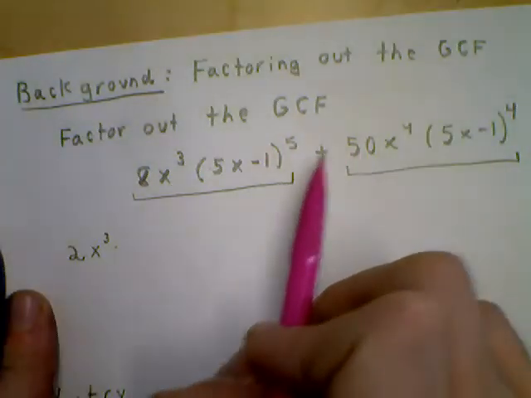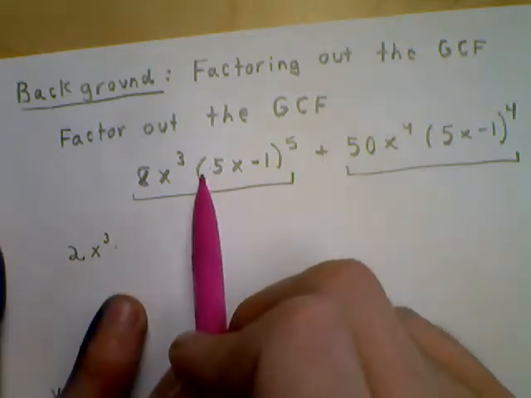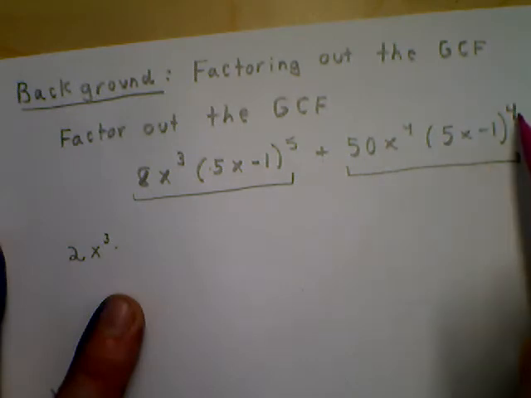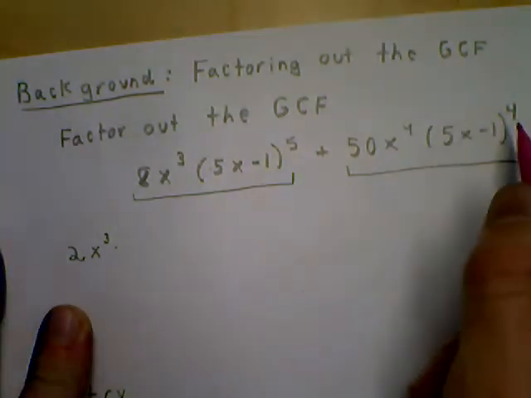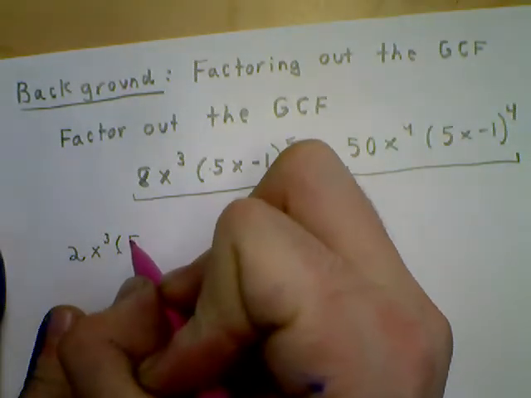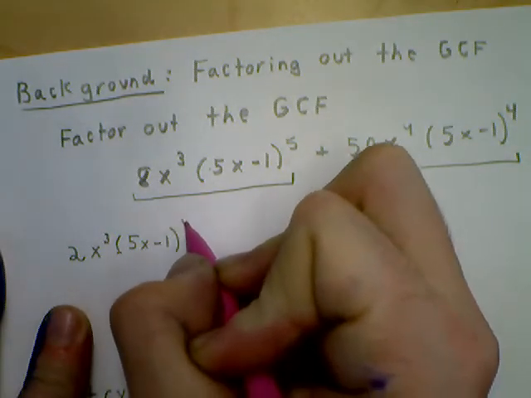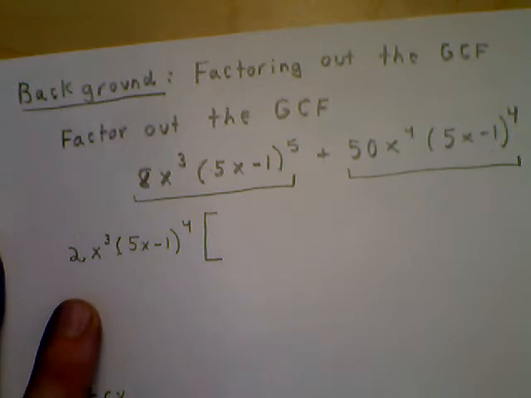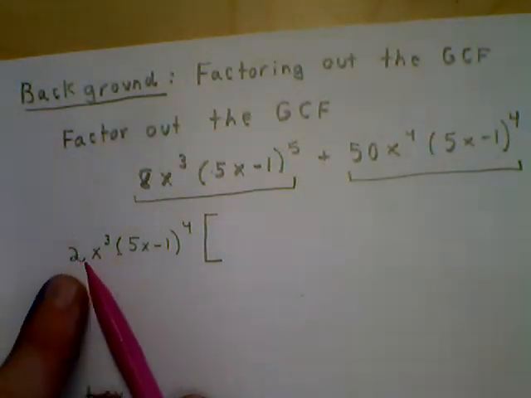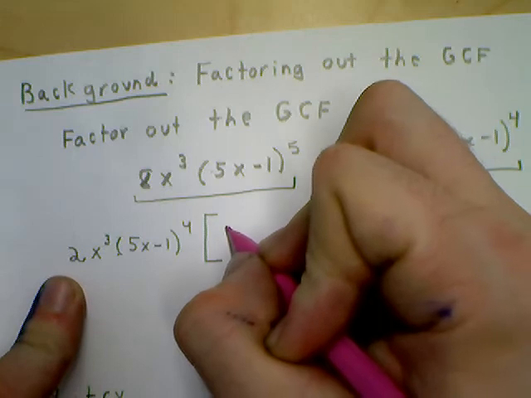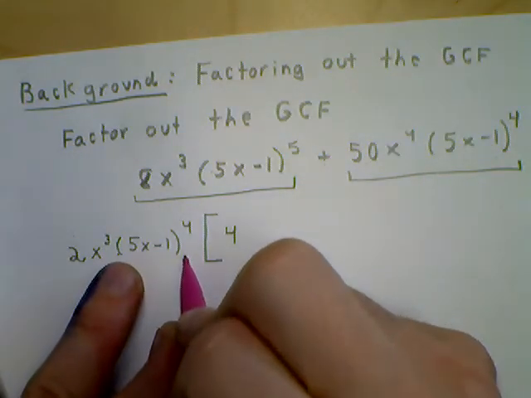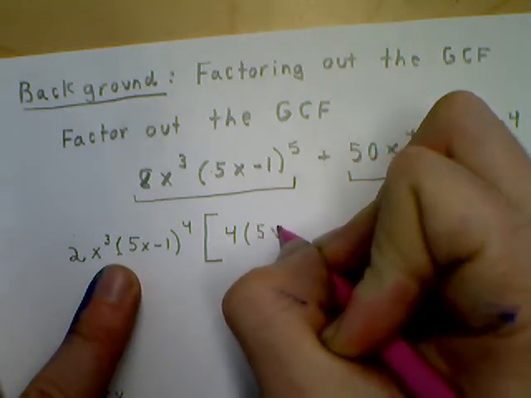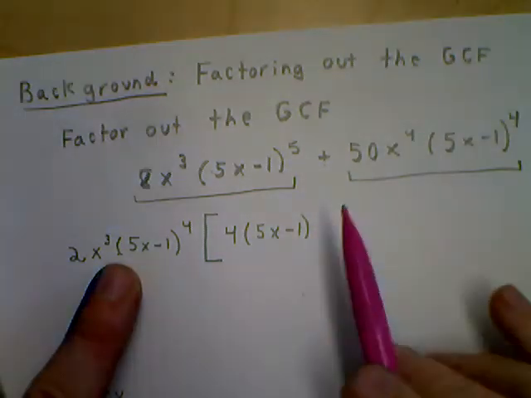After I look at this variable expression, I'm going to look at the expression in parentheses, 5x minus 1 raised to the fifth power, and the quantity 5x minus 1 raised to the fourth power. The greatest common factor between these two expressions is 5x minus 1 to the fourth power. Look for the smaller exponent. So now, if I divided 2x cubed out of 8x cubed, there's 4 left, and if I took 5x minus 1 to the fourth out of 5x minus 1 to the fifth, that leaves me with 5x minus 1 to the first power.